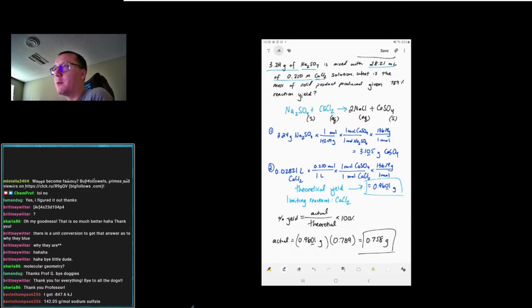Okay, so all this on one page here. So we have the problem. Look at all we were able to do with it, and we got our actual yield at the end there. So if there are any questions on that stuff, I'm happy to take a look at them.